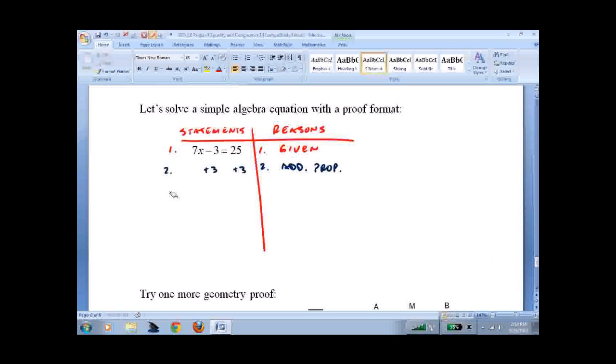So that gives us 7x equals 28. That's still part of step 2. Then say, oh, we got 7x equals 28. Let's divide by 7. So that'd be the division property. And we're left with x equals 4. We don't need to write down a reason. That's just, just like before, part of the previous step.